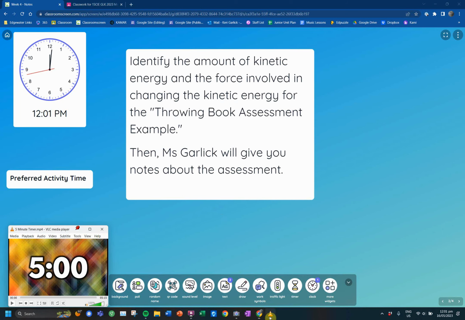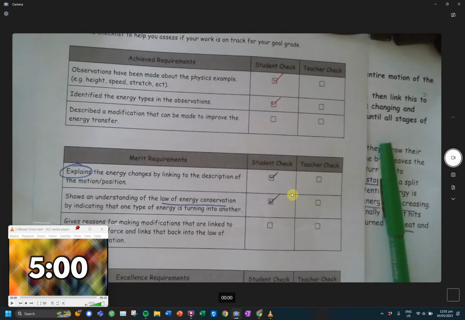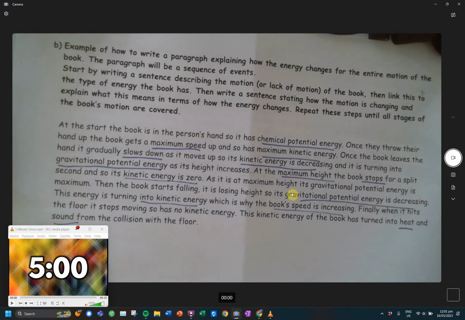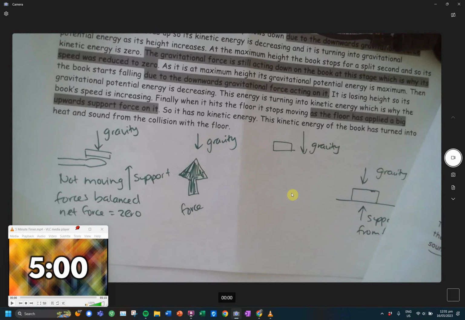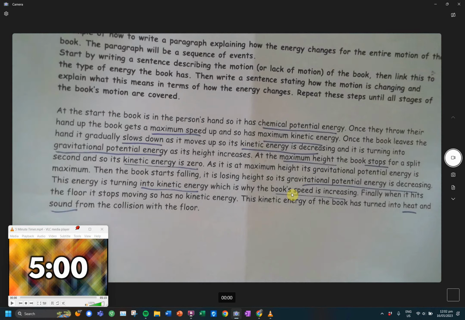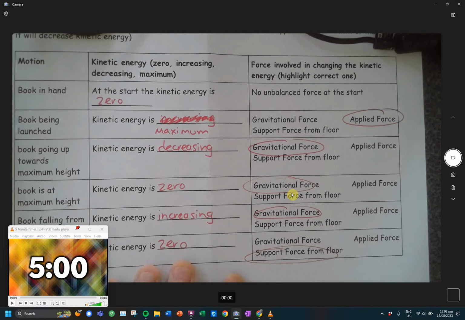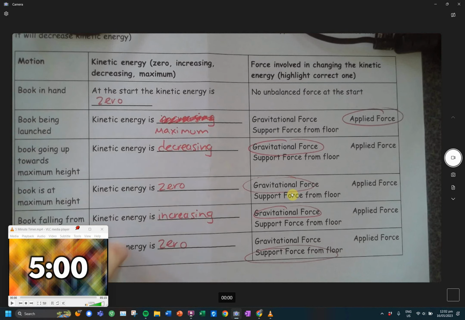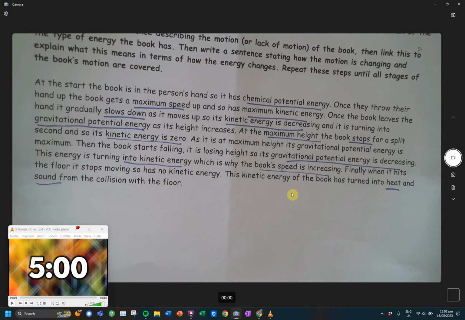All right, so last thing we need to then do for this. I'll just show you this. So what we're looking for, for those that have just come back in, for the achieved, all we need is this sheet here. You are describing what's happening with the kinetic energy, and when it comes to the merit, you need to be explaining what's happening, relating the speed and the kinetic energy, and also showing me you understand that energy transfer.